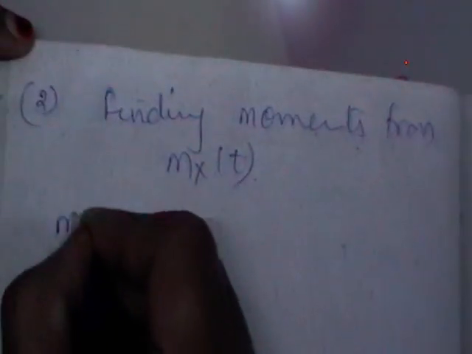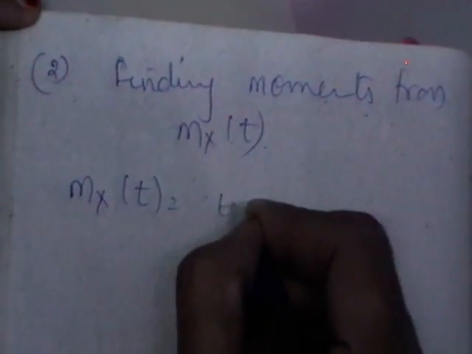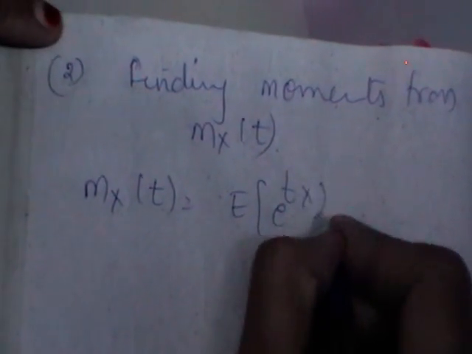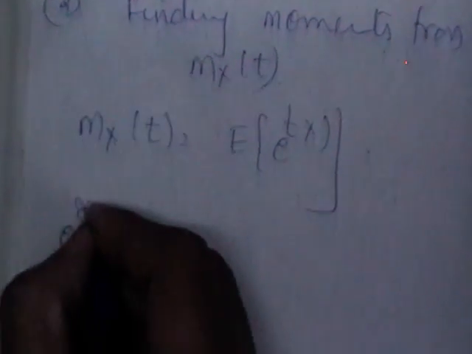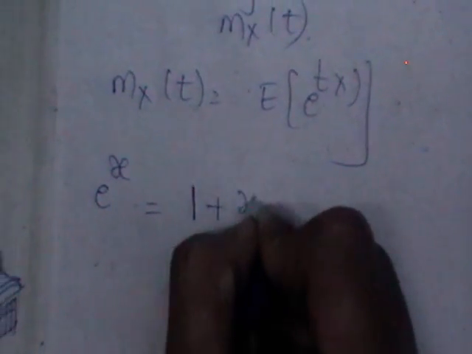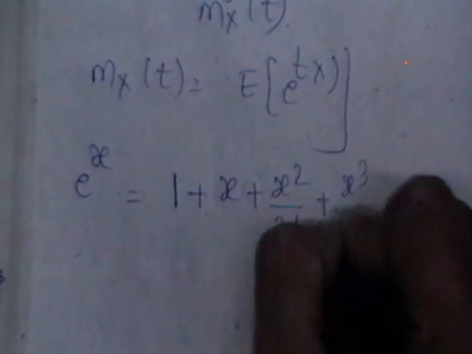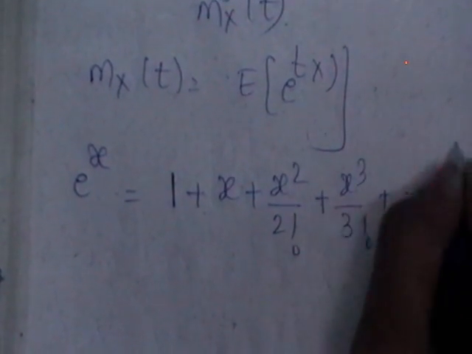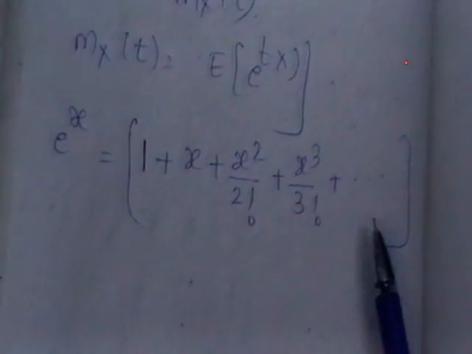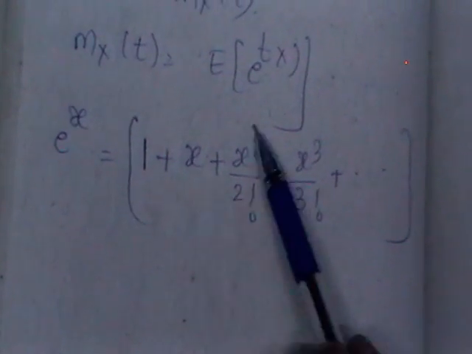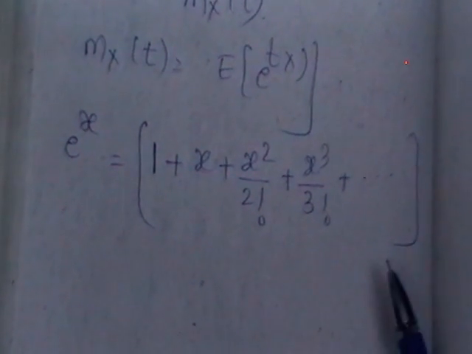What is the other way we can calculate moments from M_X(t)? What was the formula for M_X(t)? Expectation of e power tx. Now we know the expansion for e power x. It's an infinite series, which means you get an infinite number of terms. This is a mathematical expansion: e power x is 1 plus x plus x square by 2 factorial, x cube by 3 factorial, and so on.